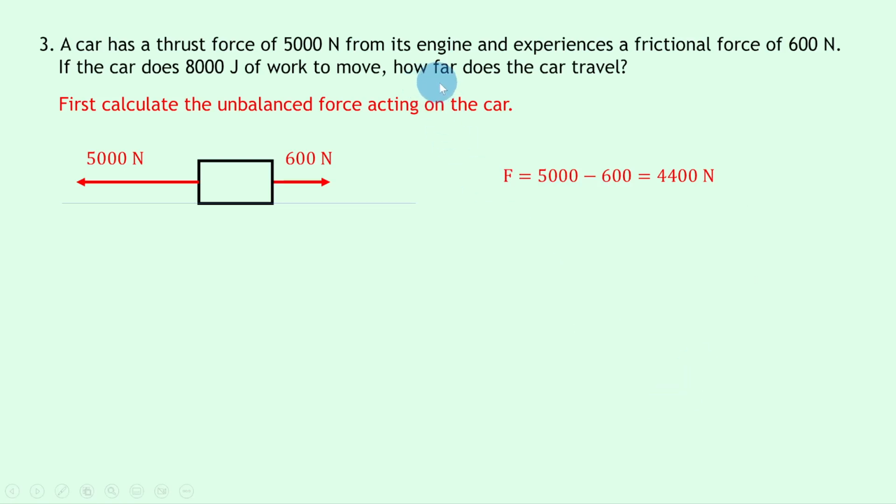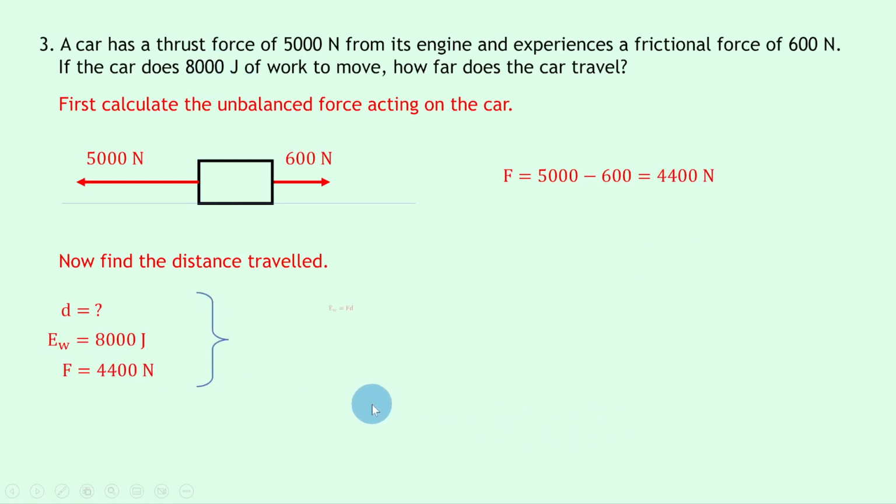And remember, we want to calculate how far the car travels. So it says now find the distance travelled. So we want to find the distance D. We know the work done EW is 8,000 joules from the question, and the unbalanced force F is 4,400 newtons, which we just found. So writing down our equation for work done, we have EW equals F times D.